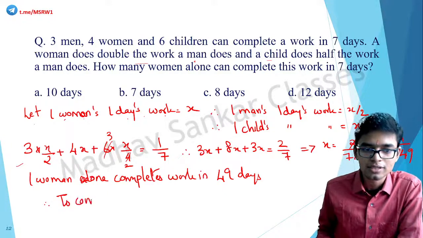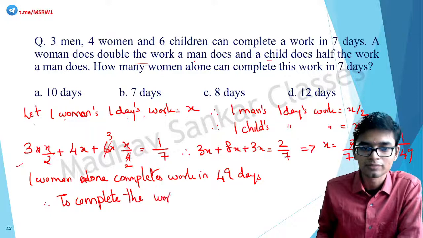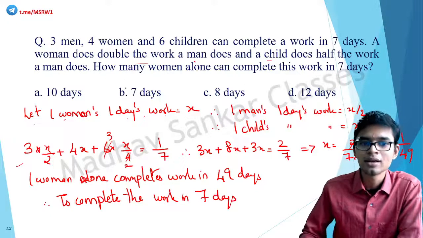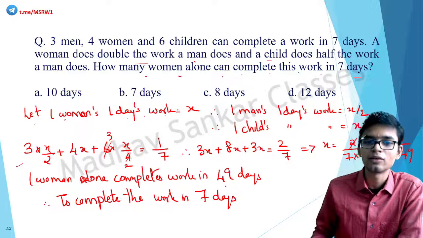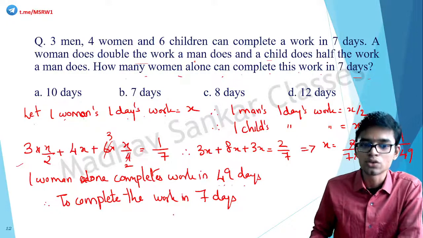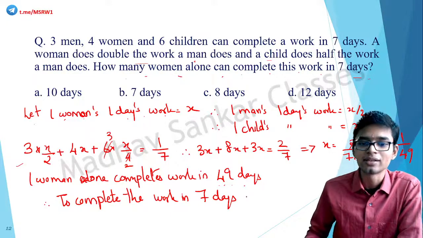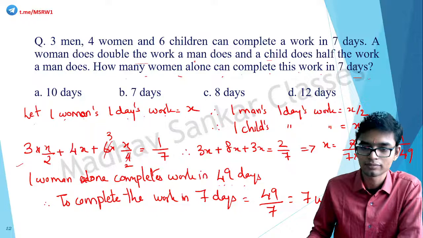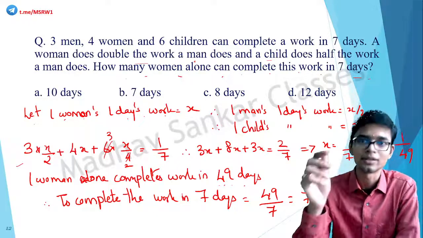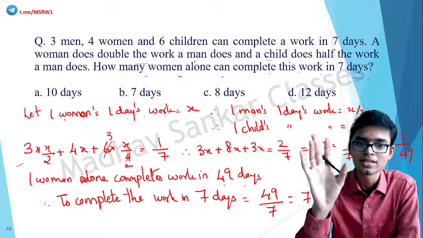Therefore, to complete the work in 7 days, that is the question, right? The question is asking how many women alone can complete this work in 7 days. So 1 woman can complete the work in 49 days. So to complete the work in 7 days, it will take 49 divided by 7 is equal to 7 women. 7 women will be needed to complete the work in 7 days.